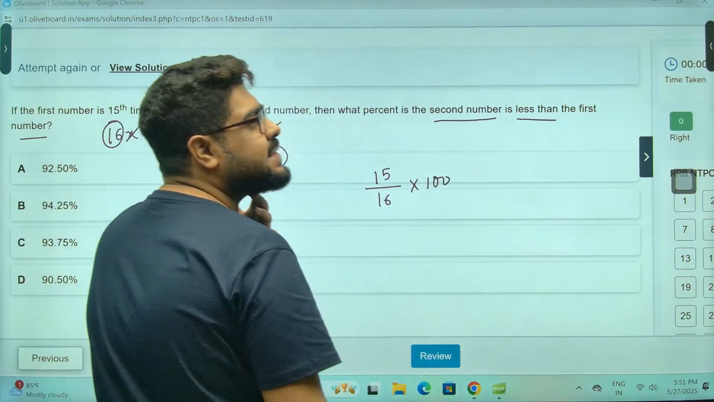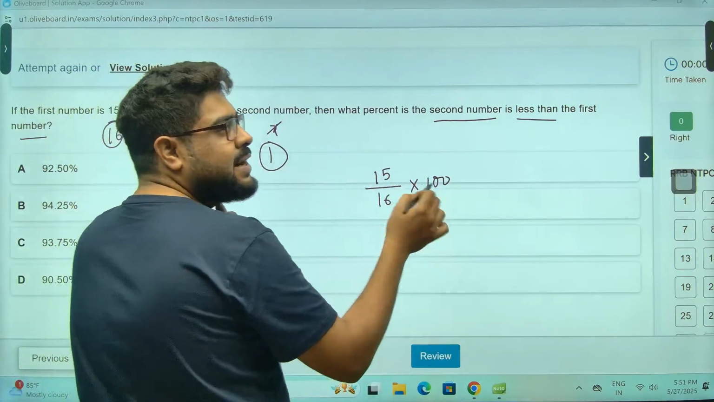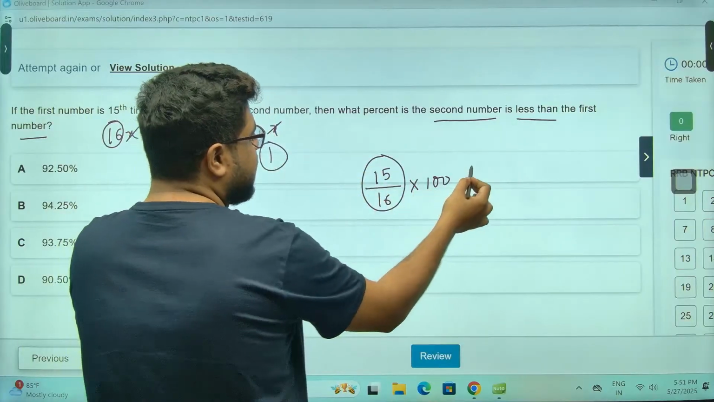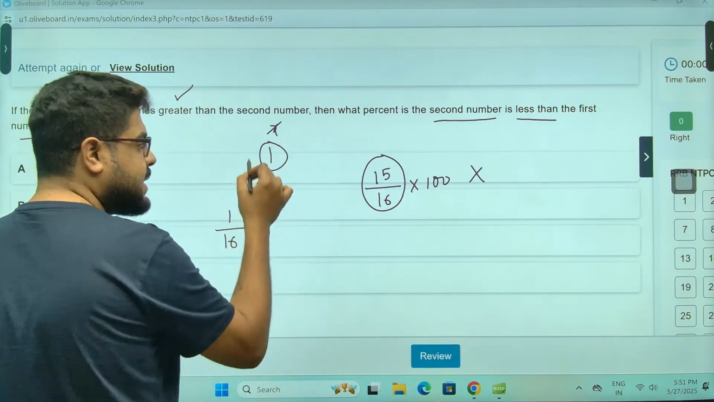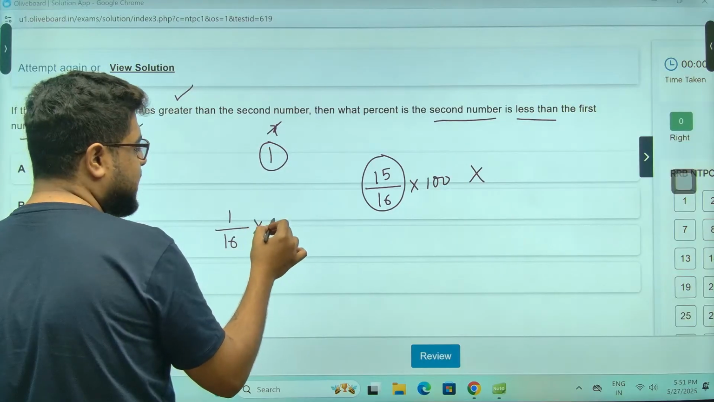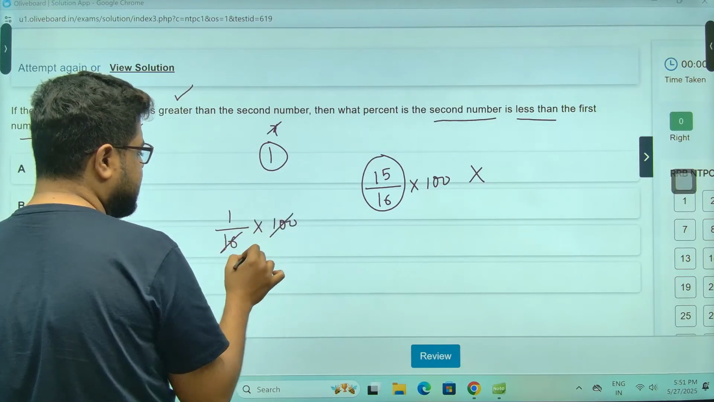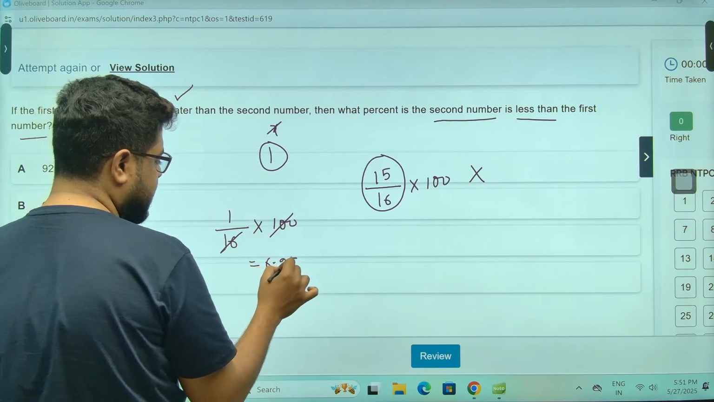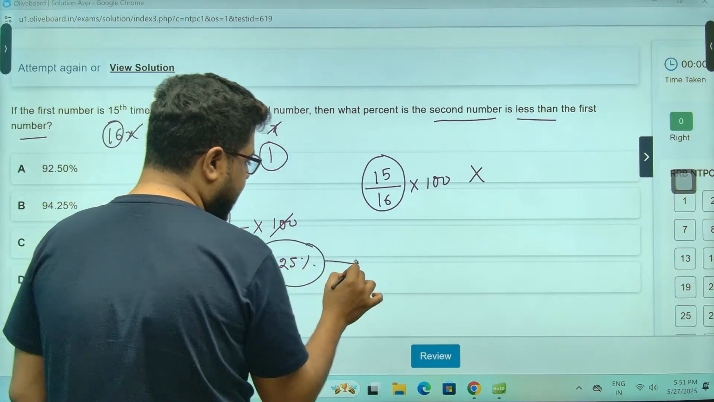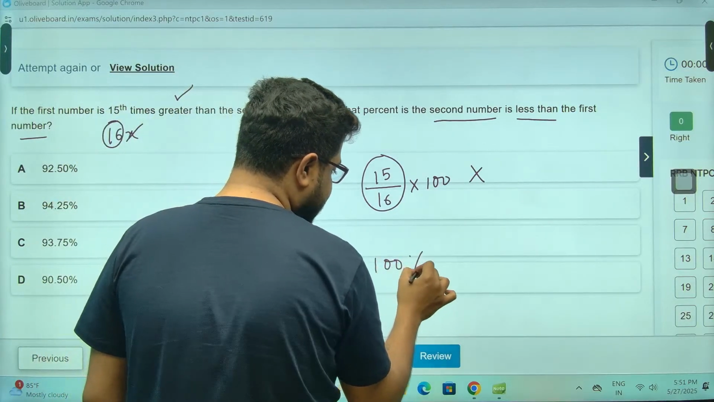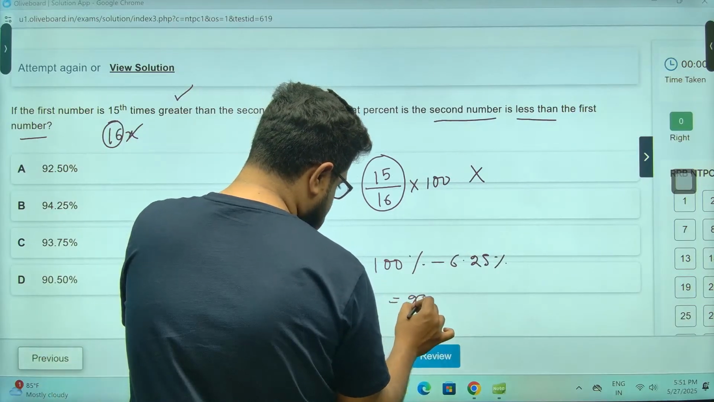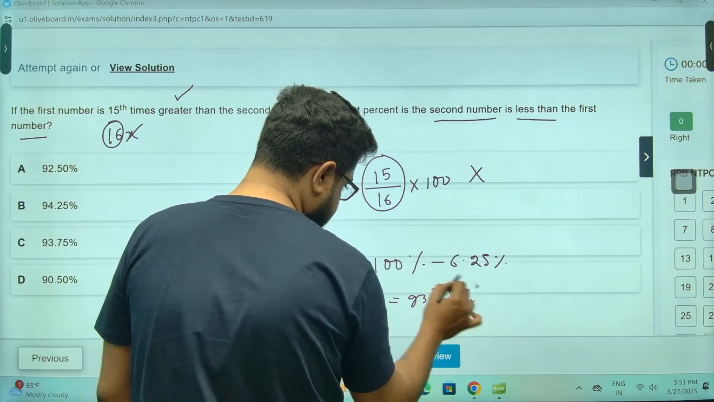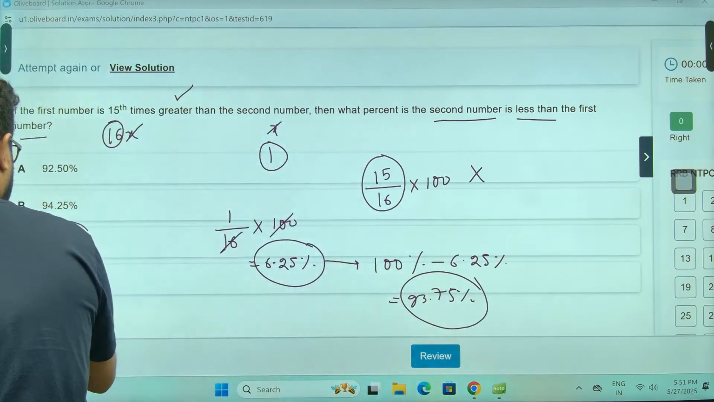Or rather, can I say one thing? How much less than 100% it is, that kind of calculation is difficult. It is 1 part out of 16 parts, that is 100. So 1 by 16 means it is 6.25%. So the answer will be 100 minus 6.25%, how much less? So it is 93.75%. Option C, sir.